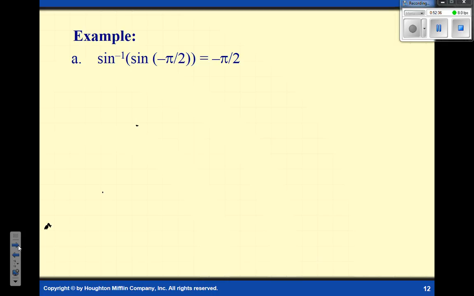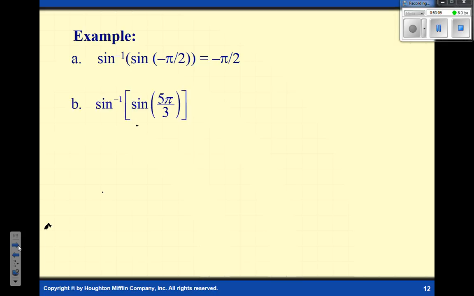All right, here's another example. First, I ask, what is the sine of negative pi over 2? So I go down to negative pi over 2. What is the sine? It's -1. Agreed? Then I ask, what angle on the unit circle has a sine ratio that is -1? Negative pi over 2. So in that case, he's correct. They just cancel each other out.